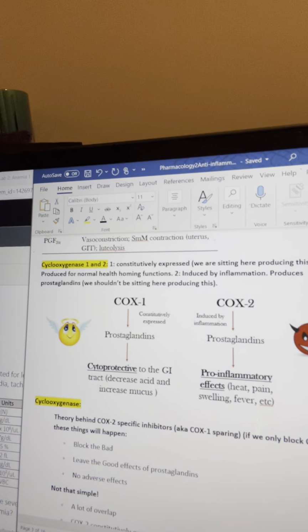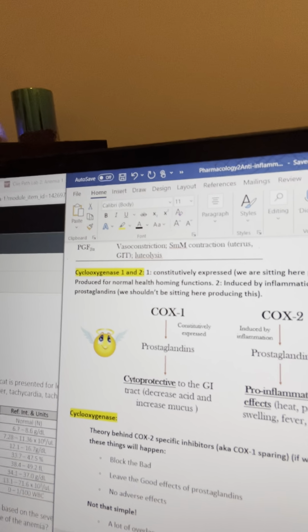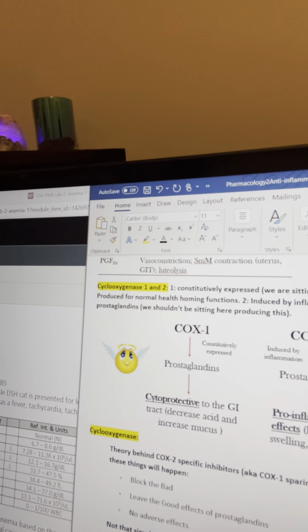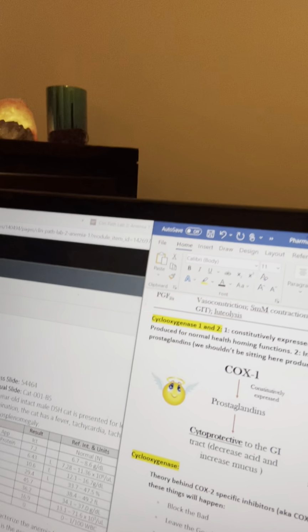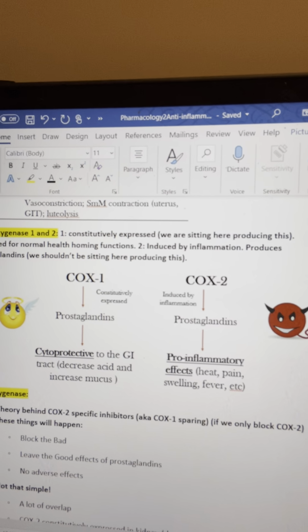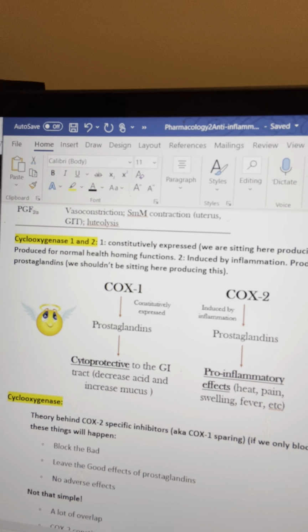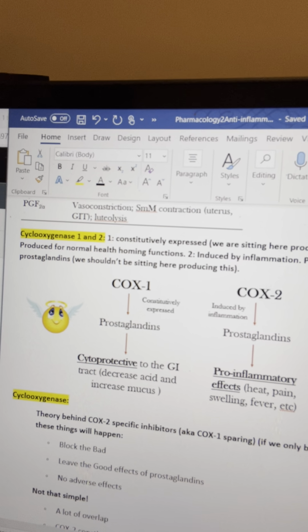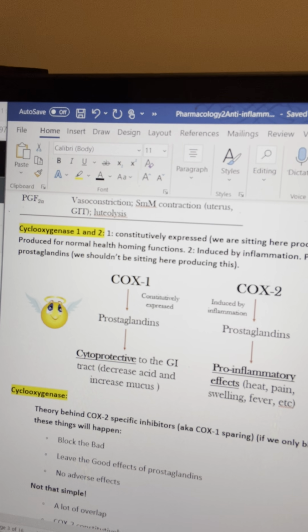So we see COX-1, it yields prostaglandins, and then it yields the cytoprotective. It's cytoprotective to the GI tract, so decreased acid and increased mucus. So we see COX-1 as the angel here. Whereas COX-2 is induced by inflammation, it makes prostaglandins, and it yields pro-inflammatory effects like heat, pain, swelling, and fever. So this is the devil side.